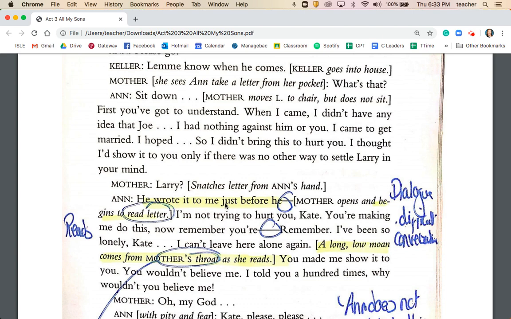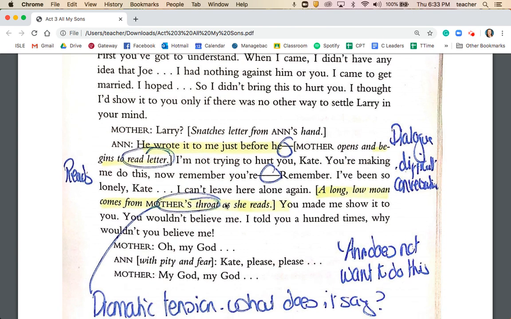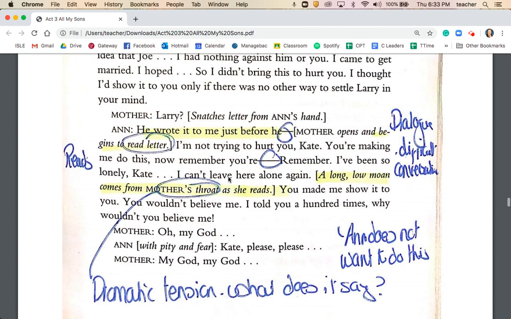And what's interesting dramatically here is that Arthur Miller has Anne give the letter to Mother, and Mother reads the letter, but the audience still don't know what's in that letter. So we hear Anne talking about the letter, saying, he wrote to me just before, that she's not trying to hurt Kate. You see the broken dialogue here reflecting that this is quite a difficult conversation for Anne to have with Kate. And the stage directions there really showing the drama and the dramatic tension of Kate's reaction to the letter. A long, low moan comes from Mother's throat as she reads.